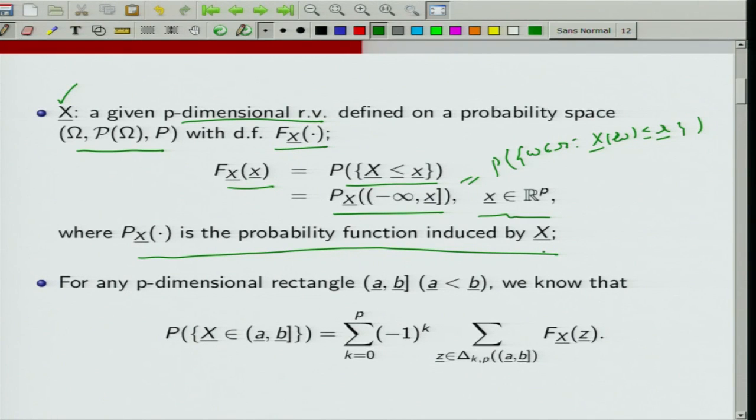Now, we have seen that if one has to get the probability that X belongs to a p-dimensional rectangle (a, b], one can get this probability through distribution function using this relation. Summation k equals 0 to p, (-1)^k, z belonging to Δ_k^p(a, b). So, Δ_k^p(a, b) is the set of all those vertices of the p-dimensional rectangle (a, b], such that k of them are a_i's, and I know that the ith component has to be a_i or b_i, times F_X(z).